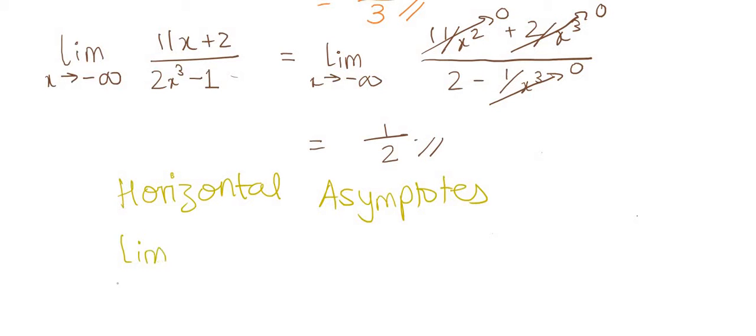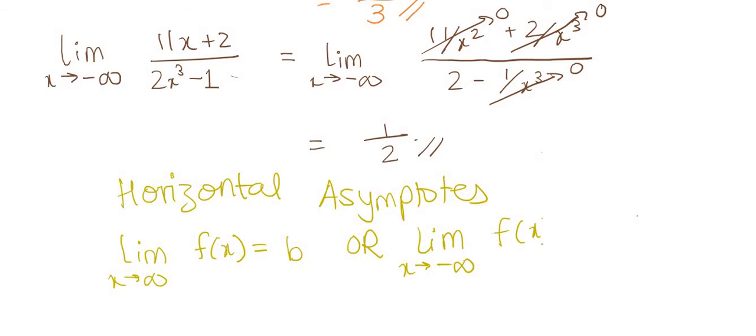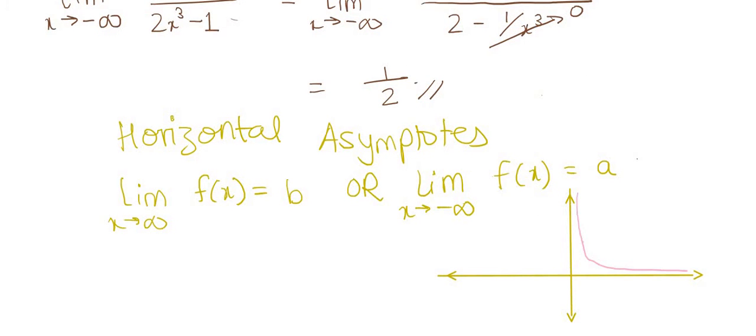So the limit as x tends to infinity of f of x, if it equals a constant, say b, or if you have the limit as x tends to negative infinity, f of x tends to another constant, say a, either of these two, then you have horizontal asymptotes of f of x. And graphically that's something like this.